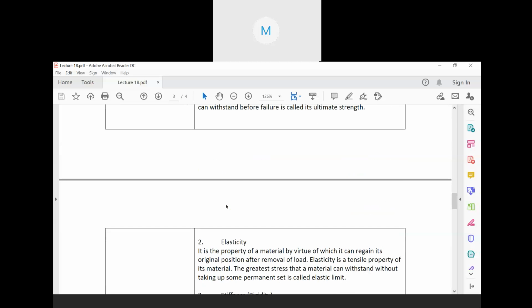What is actually elasticity? Yesterday I asked someone, and some of you gave the right answers also. So elasticity is the property of a material by virtue of which we can regain the original position after removal of load. That is known as elasticity. Elasticity is a tensile property of a material, and the greatest amount of stress that a material can withstand without taking up some permanent set is called the elastic limit.